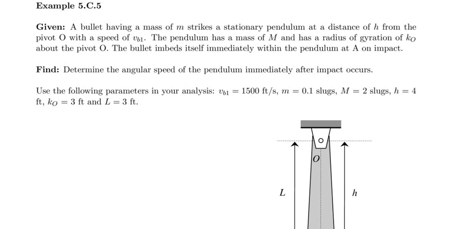Okay, so in this problem we have a bullet having a mass of little m which strikes a stationary pendulum at a distance h from the pivot point O with the speed of vB1. We're told the pendulum has a mass of capital M and has a radius of gyration about the pivot point O of k0. We're also told that the bullet embeds itself immediately within the pendulum upon impact. Given this information, we're asked to determine the angular speed of the pendulum immediately after the impact occurs.